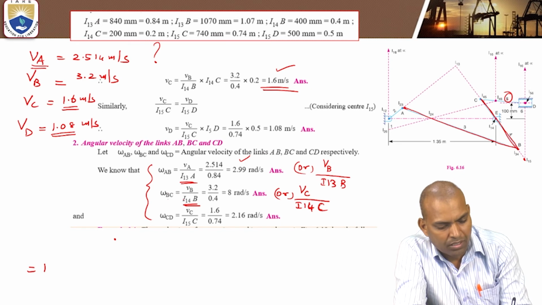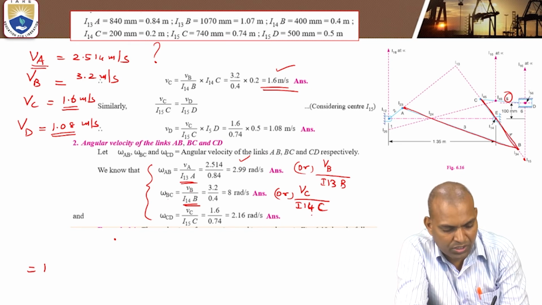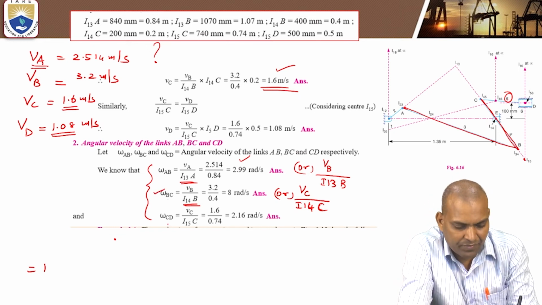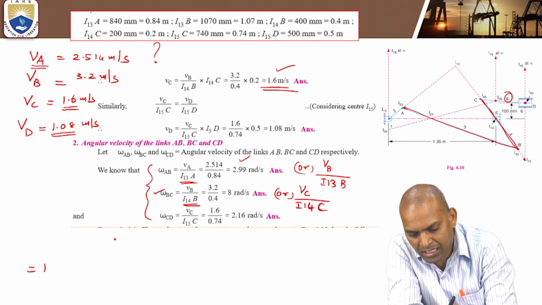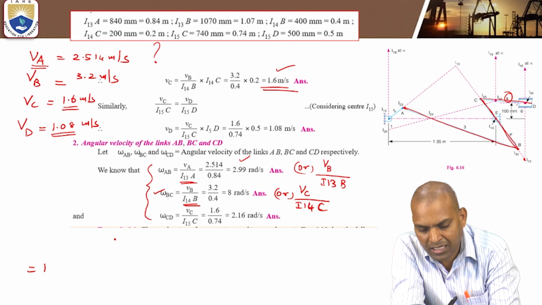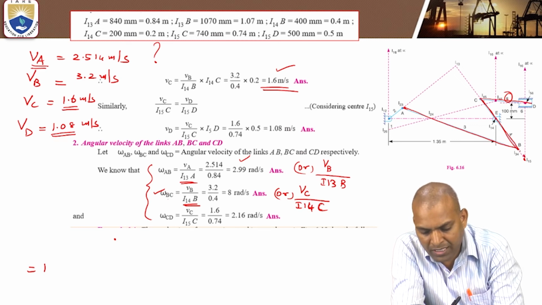So VB by I14B or VC by I14C, both are correct. Next, omega CD. What is the omega CD? The CD is link 5. The common I center for C and D with respect to 5 is I15. What is that? How to measure it?